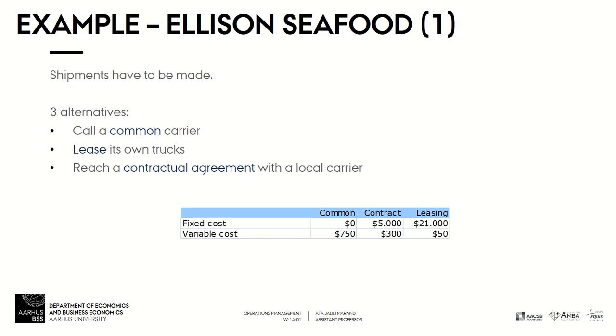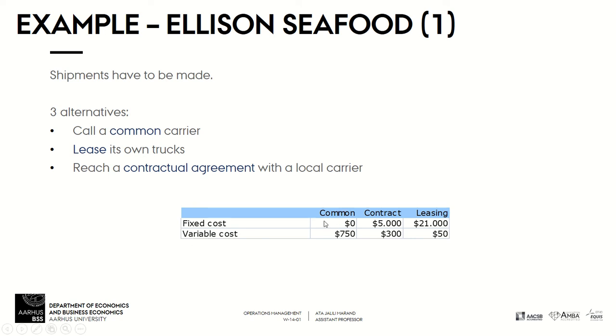In this example, we have a company that produces seafoods and ships it to different locations. And for its shipments, it has three different alternatives. It can call a common carrier company, it can lease its own trucks, or it can reach a contractual agreement with a local carrier. For each alternative in the table here, we can see different cost elements.